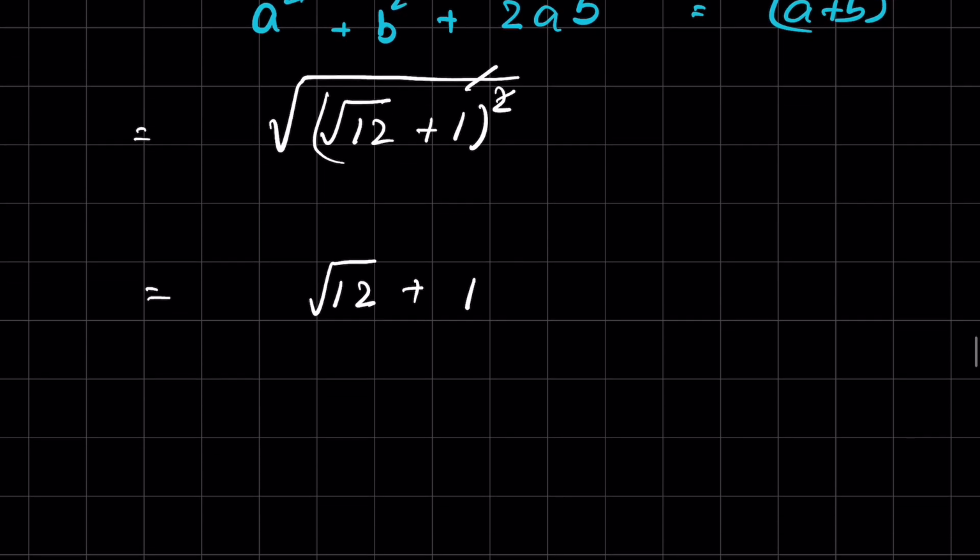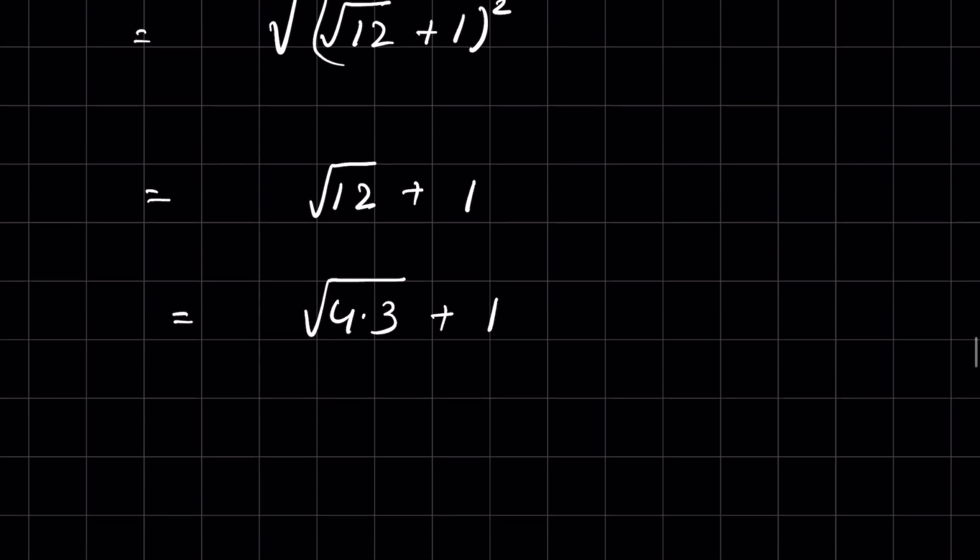We can further simplify the square root of 12. It is the square root of 4 times 3, plus 1. So it will be 2 times the square root of 3 plus 1.